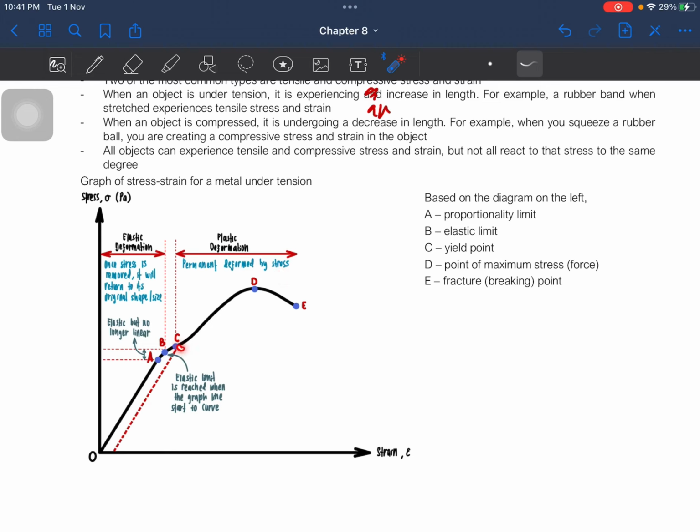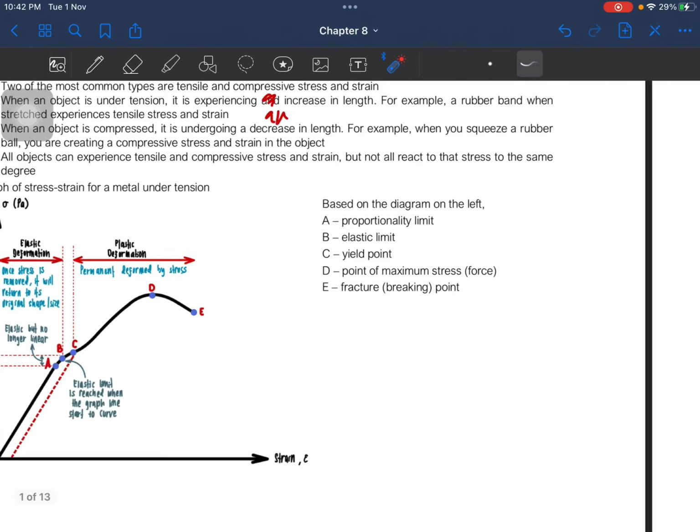So that is from point C, D to E. B is the elastic limit, C is the yield point, D is the point of maximum stress. Point of maximum stress is the point before it starts to go to its breaking point, which is at point E. So when it reaches point E, it has broken. Or if it is glass, it shatters.